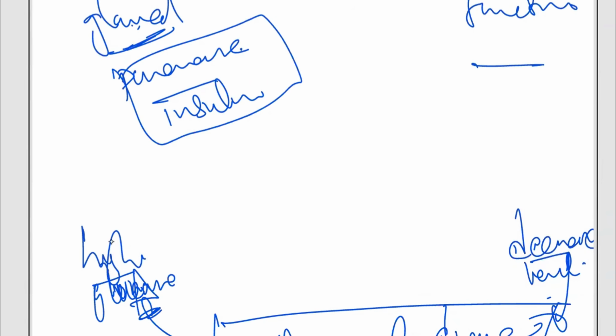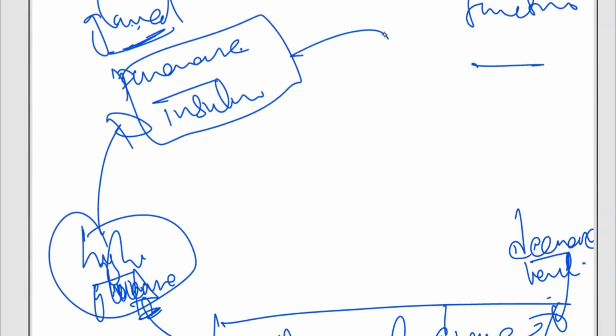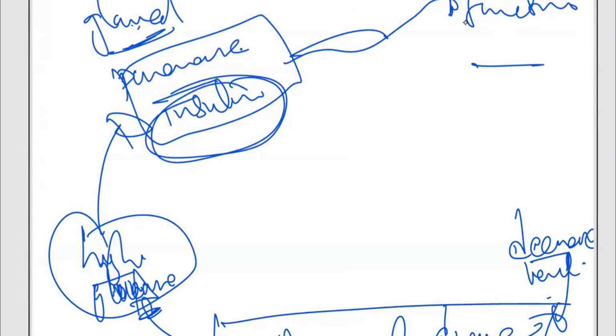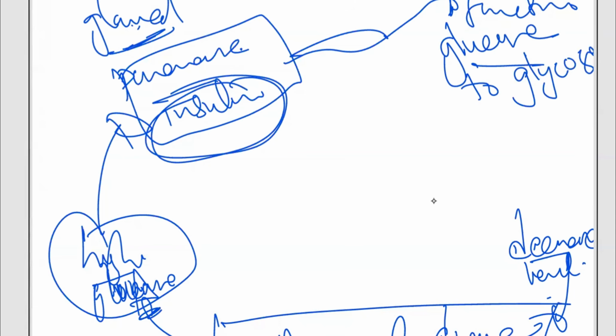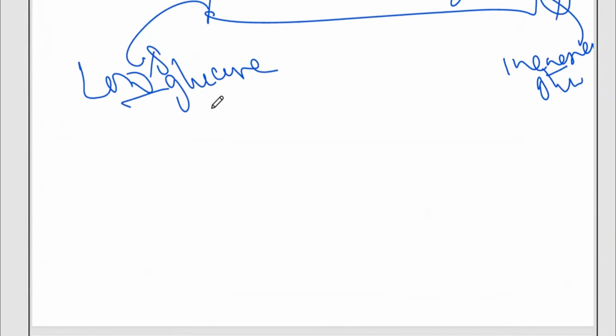Once I know that insulin has been produced, I'm going to talk about the function of this insulin. Insulin is going to stimulate the liver to convert. You see, I'm talking about the function now, function of insulin. Insulin does not convert. It stimulates the liver to convert glucose to glycogen. The moment glucose is converted to glycogen, automatically the level of glucose drops or decreases, and then it goes back to normal.